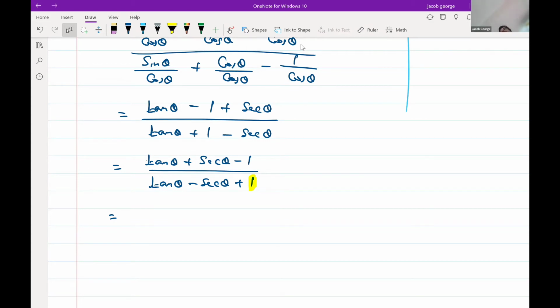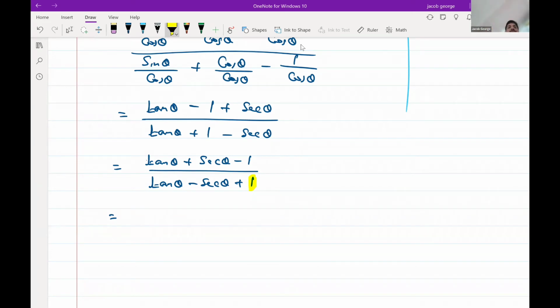1 is equal to sec square theta minus tan square theta. You have to replace 1 by sec square theta minus tan square theta in the denominator.